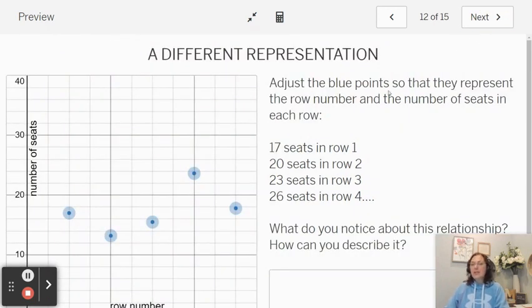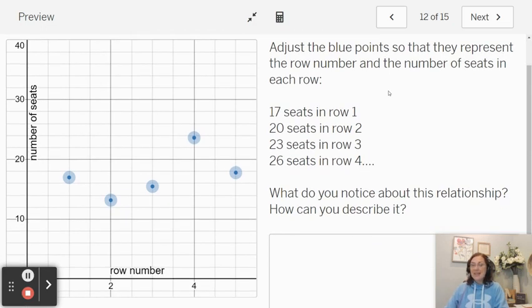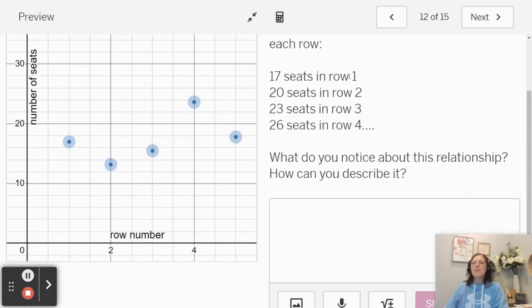So another way we could do that is to represent the row number as the X value and the seat number as the Y value. So if I have row 1 and there are 17 seats, you can see that row 1 would be here, and I need to move this to 17 seats. Row 2 has 20 seats, so I'm going to move that dot there. Row 3 has 23 seats. I'm going to move that dot here.